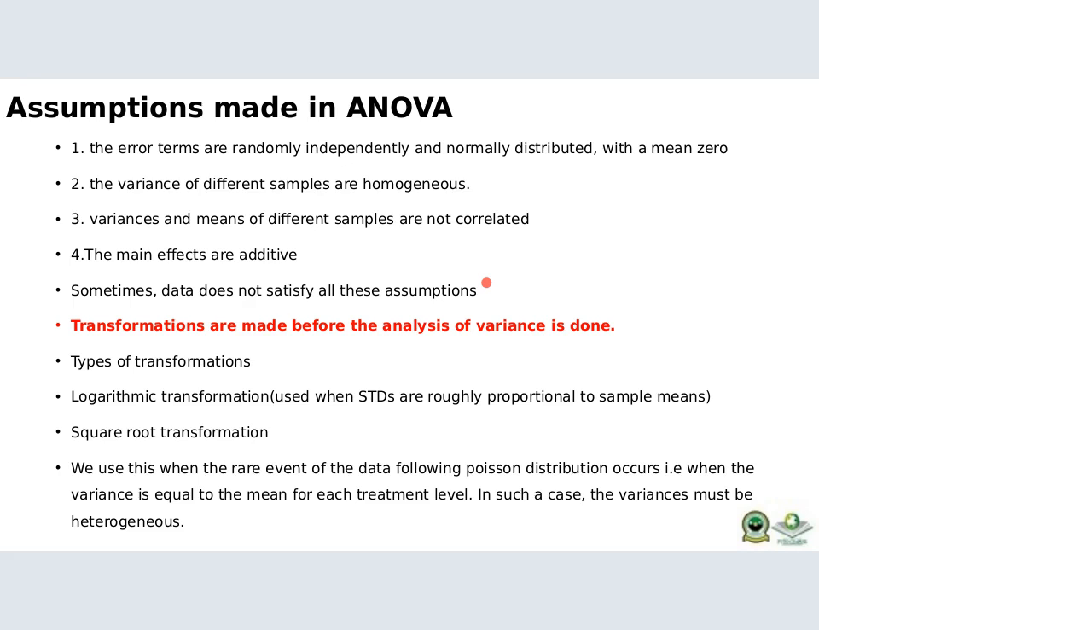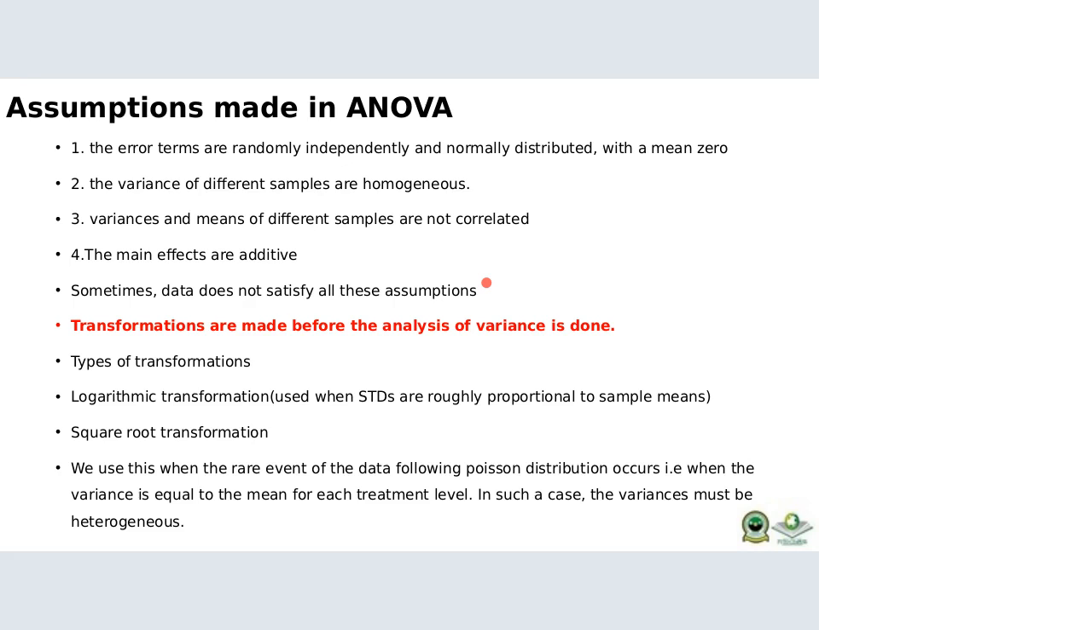We can do logarithmic transformation. Use it when standard deviations are roughly proportional to sample means. If the standard deviations are high, that is, the variability in the sample is very, very high, we can transform. Or we can also do square root transformation. All the variables, all the samples, you can transform them using square root or finding the logarithm of those variables.